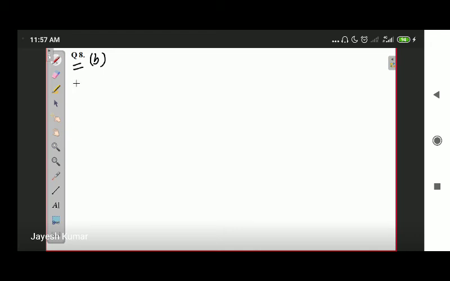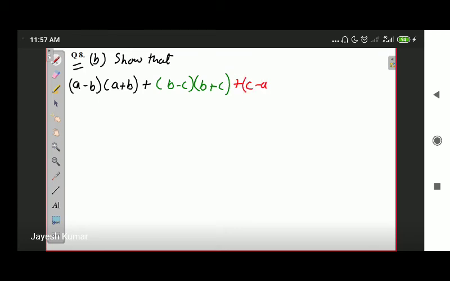Observe carefully. LHS, let me write down the question first of all. You have to show that a minus b into a plus b, plus b minus c into b plus c, plus c minus a into c plus a, it all is equal to 0.